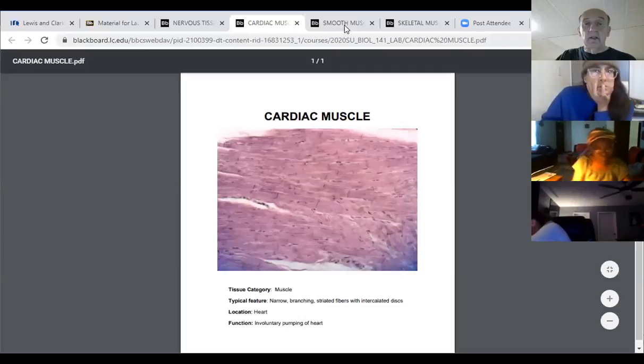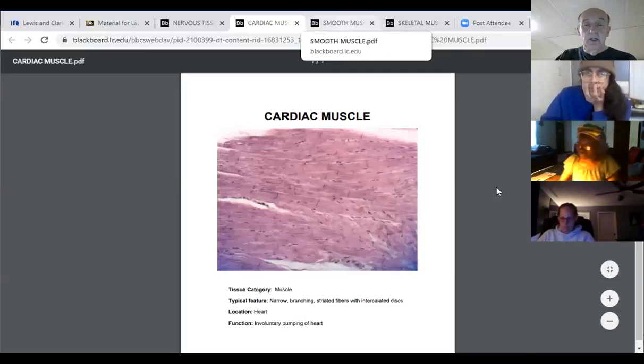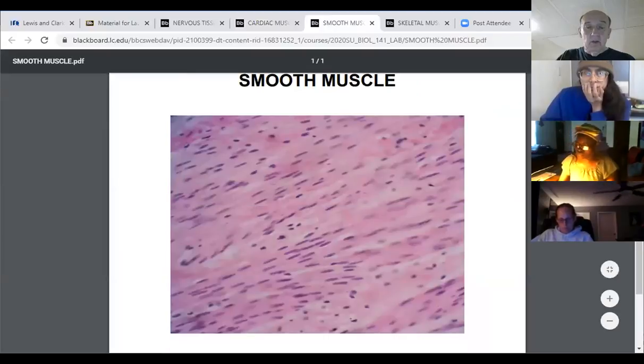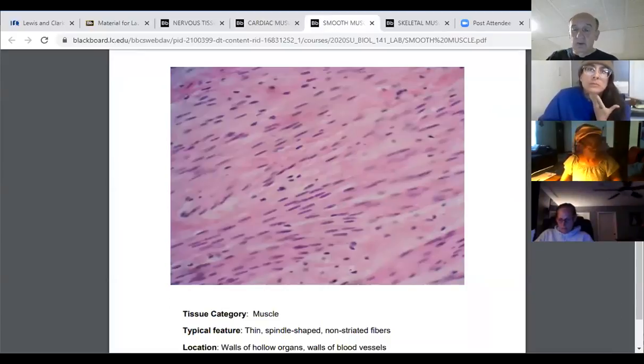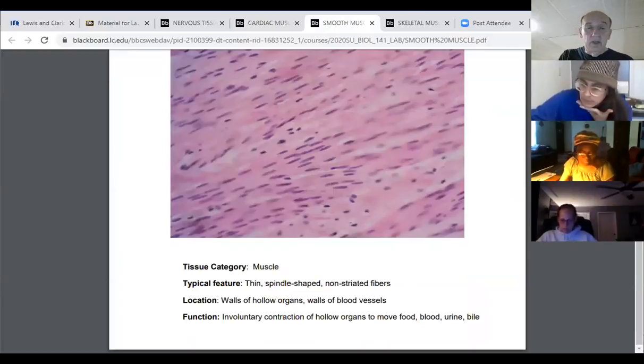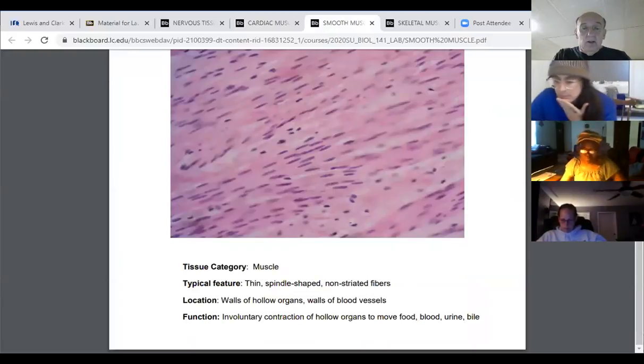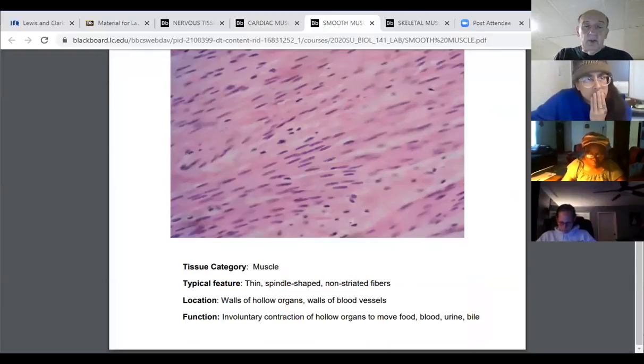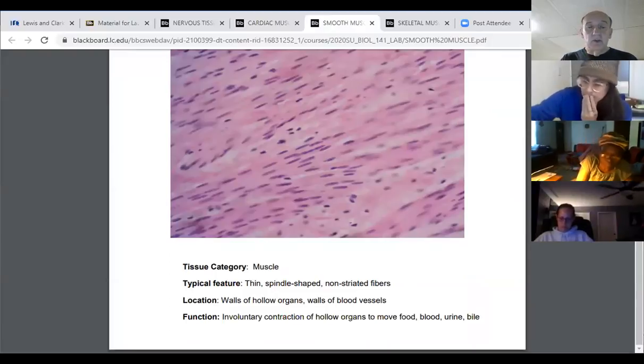Our last tissue here is smooth muscle. So this is where the spindle shape will be more visible. I'm going to zoom in a minute. Really important words here: location, walls of hollow organs. Smooth muscle is inside the walls of many organs, inside the walls of blood vessels.